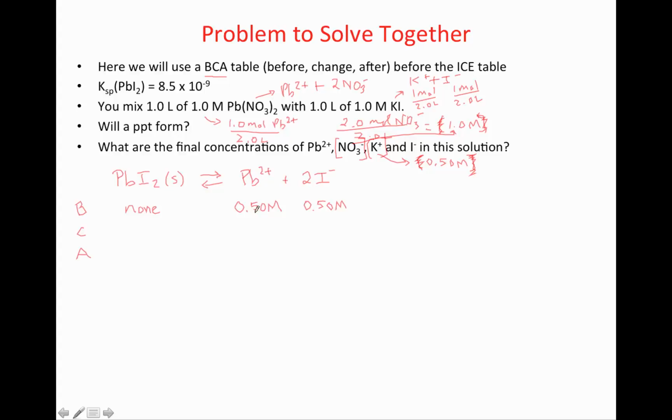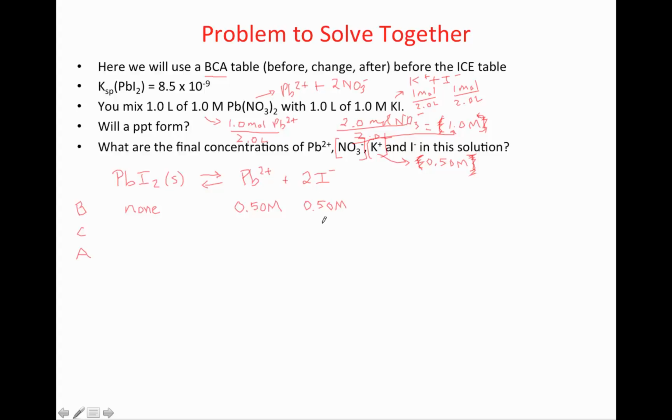And the answer is no, because I need 2 iodides for every lead. And so that means that if my concentration of the lead is 0.5 molar, the concentration of the iodide would have to be 1 molar for there to be enough for all the lead to precipitate. So that can't happen. Do I have enough lead for all of the iodide to precipitate?